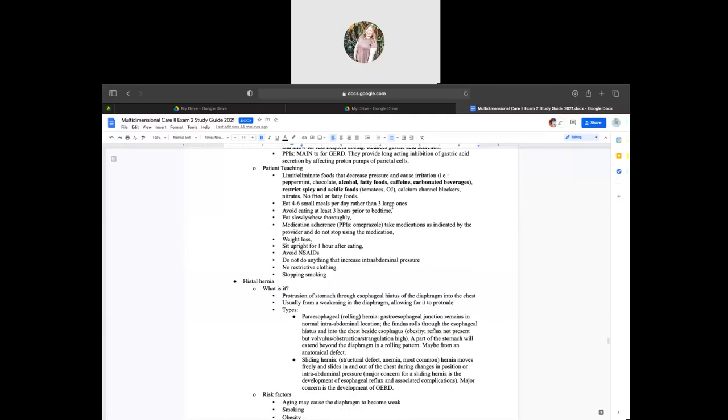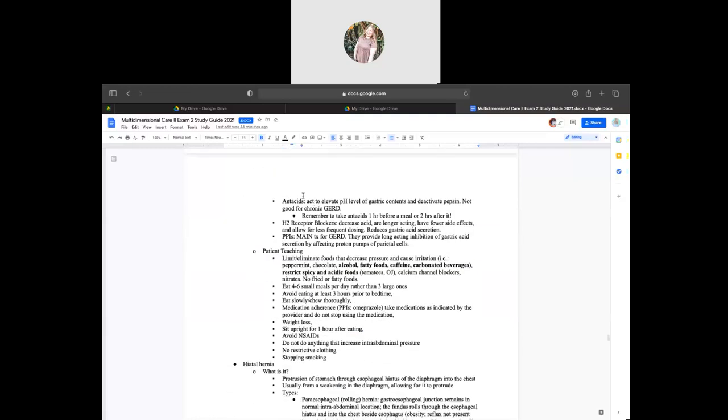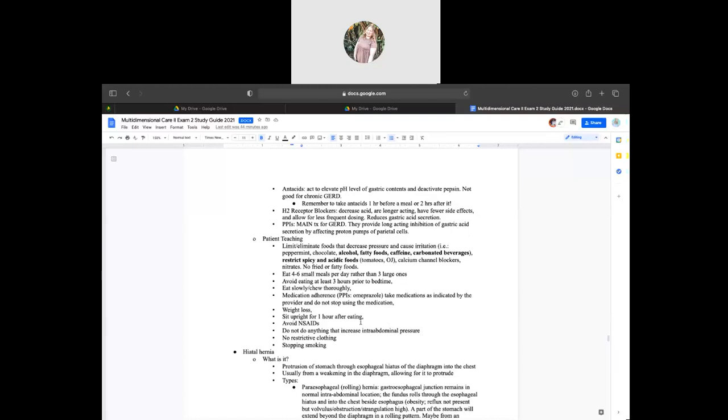Some of our patient teaching is going to be similar to our nursing interventions. We need to teach them to limit certain foods, eat 4 to 6 meals a day. Remember, no eating at least 3 to 4 hours prior to bedtime. Eat slowly and chew thoroughly. Definitely, they want to take all medications as indicated and to not stop using them. Weight loss may help. They need to sit up for 1 hour after eating. They may want to not lay flat when they sleep.